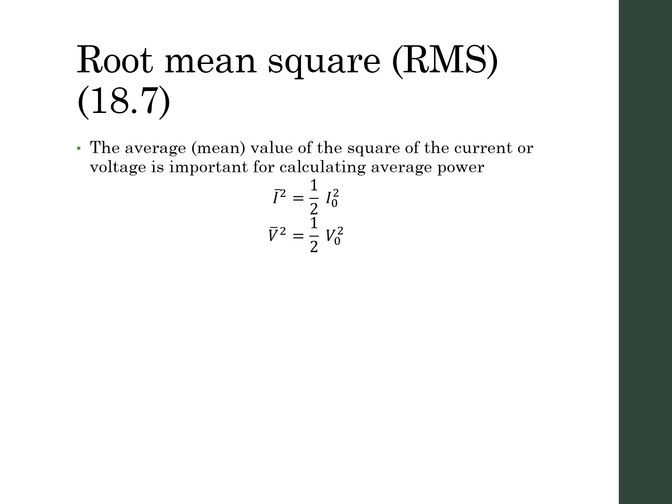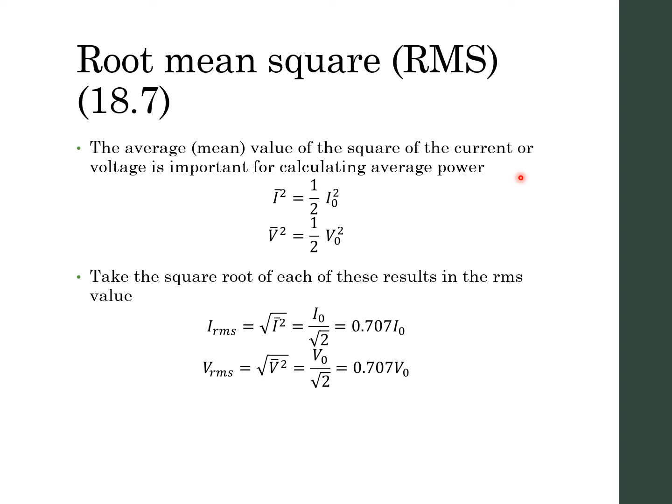And for that, we need to use the root mean square. Some of you may have seen the root mean square previously. It just means you're taking the square root of the average square. Here we have our average current and our average voltage, and they're both squared. Their average value is just equal to 1/2 times their peak current squared or the peak voltage squared. This is just the definition for the average value that was important for calculating the average power.